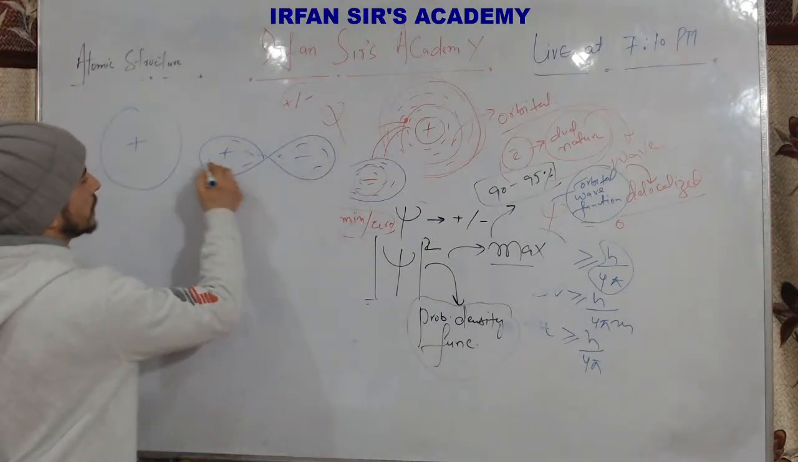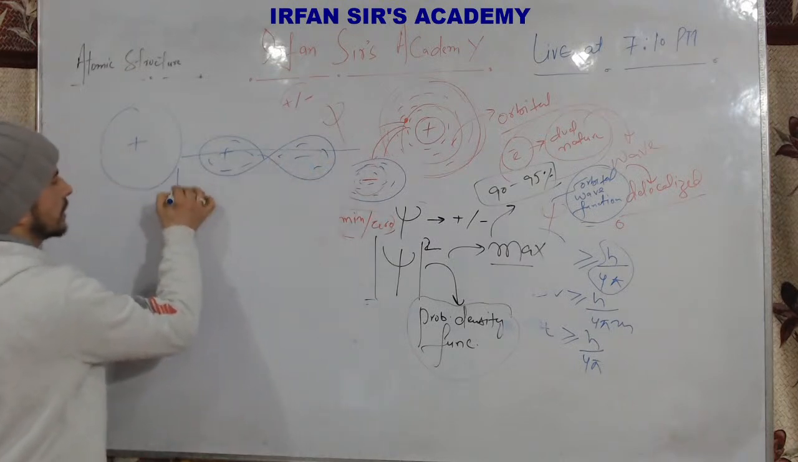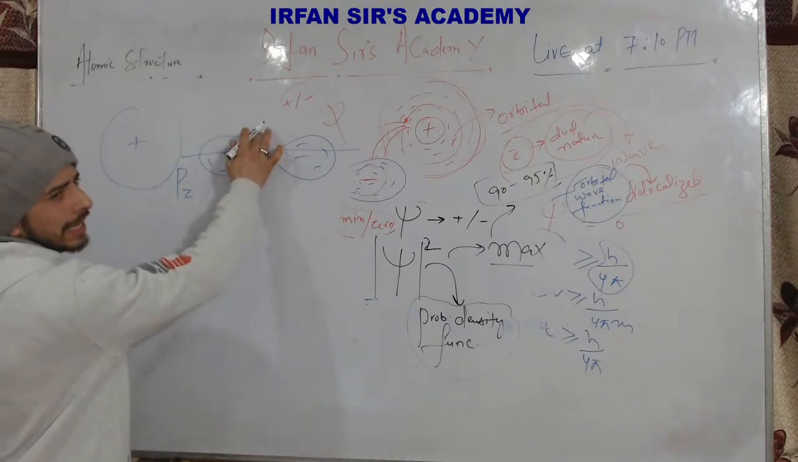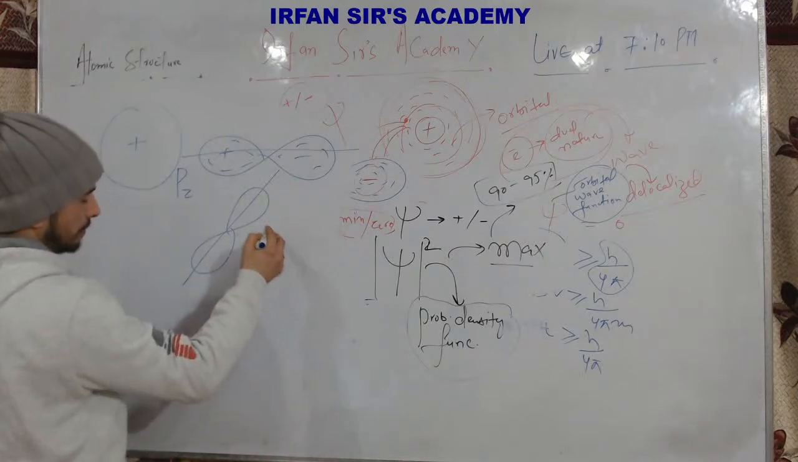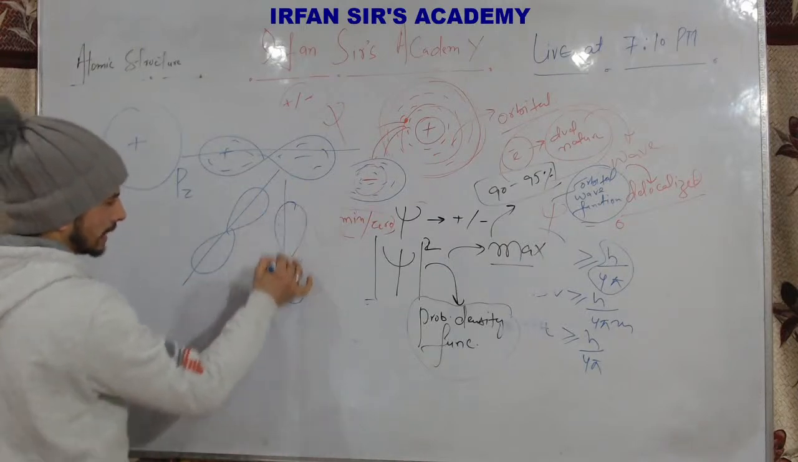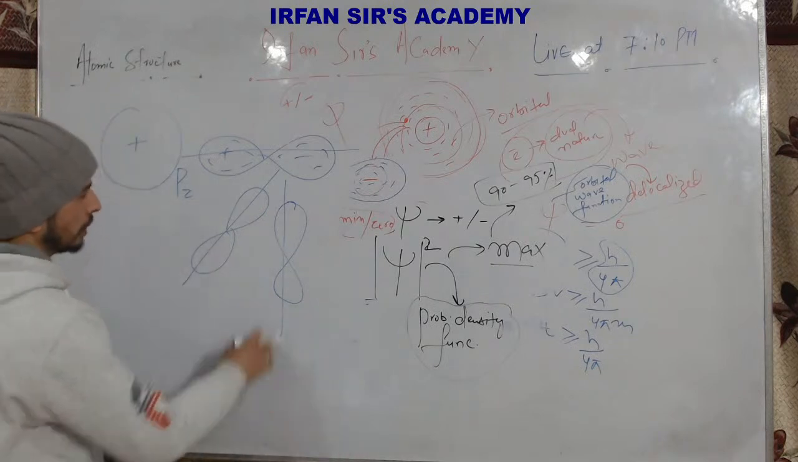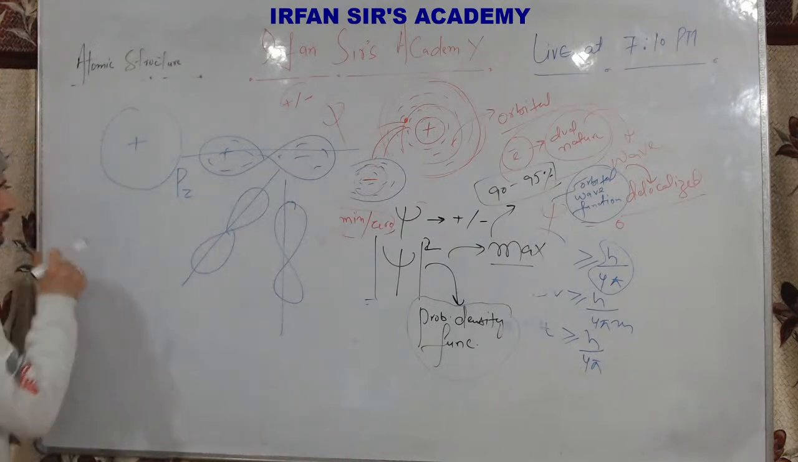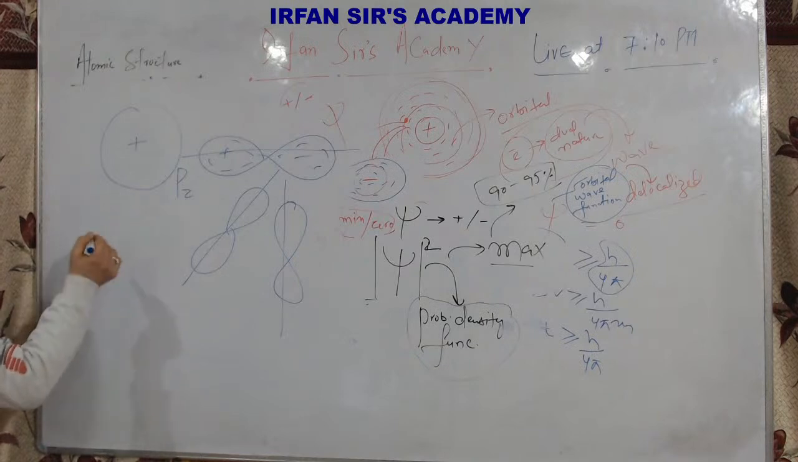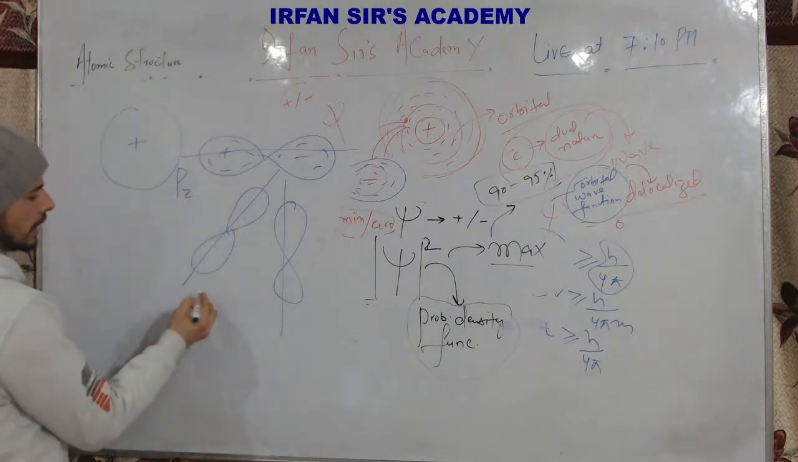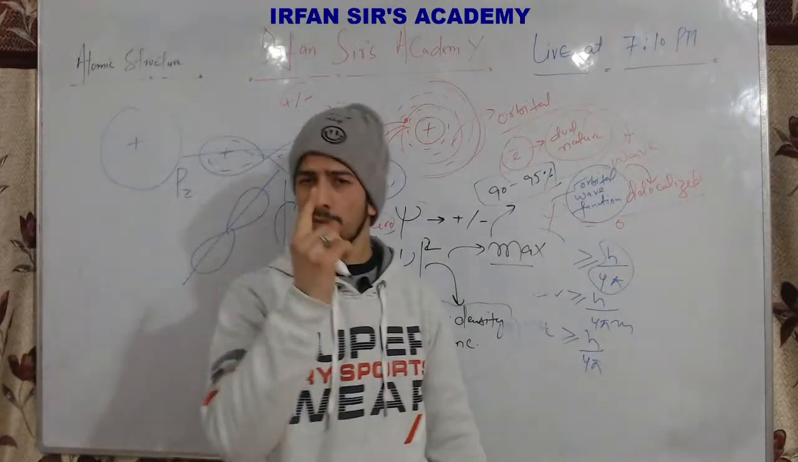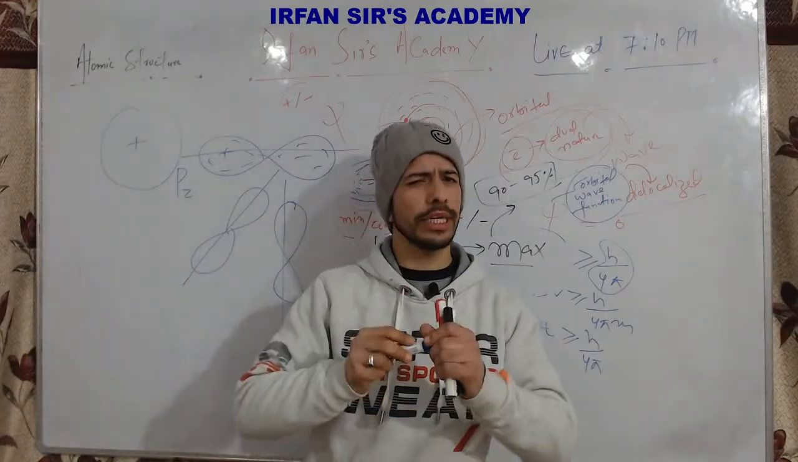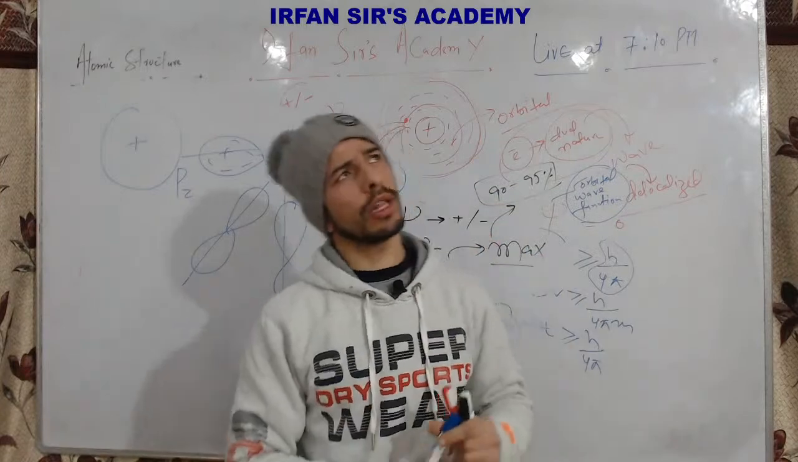If you see p orbital along z axis, it will be like that. If you see p orbital along y axis, it will be like that. If you see p orbital along x axis, it will be like that. It is the internuclear axis. If you see d orbital, you know that there are 5 d orbitals. In p subshell there are 3 p orbitals.